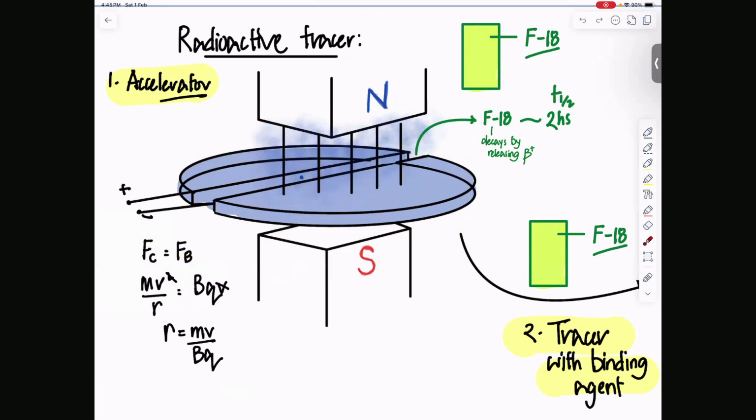When it hits the target, it sometimes knocks off particles from the target. And when particles get knocked off the target, the byproduct can be fluorine 18. So we generate fluorine 18 by knocking off particles from some other element. And then you have this radioactive element generated.